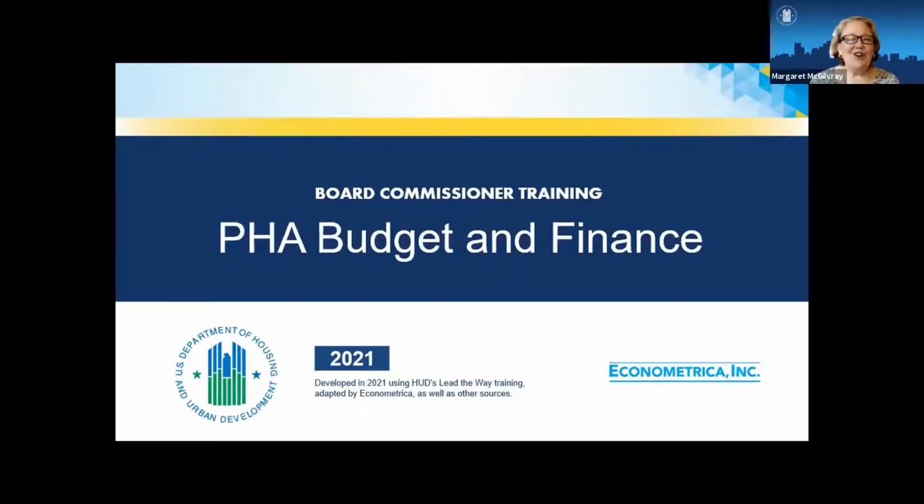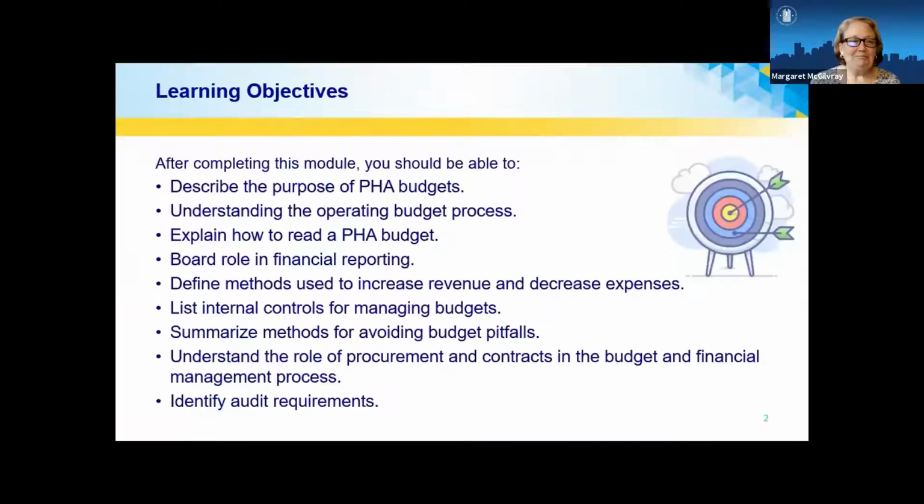So let's look at our learning objectives for today. This slide is more of a reference point for you all and to make sure that we've done our job for today. We want to make sure that at the end of the session, we've provided you with the necessary information to understand your PHA budget and finances and to sufficiently oversee them properly and keep your organization on solid financial footing and compliant with HUD and other state regulations.